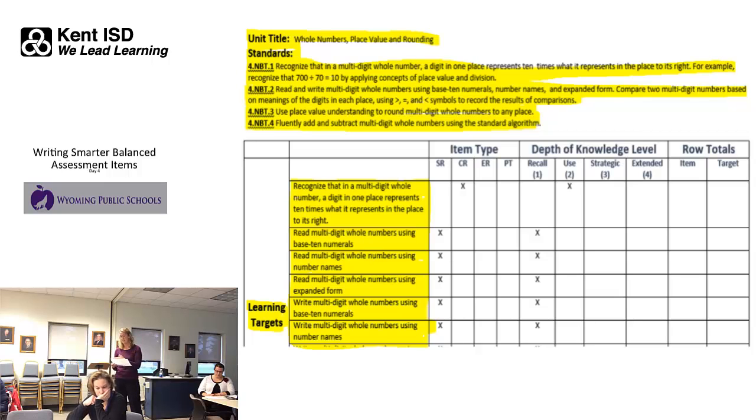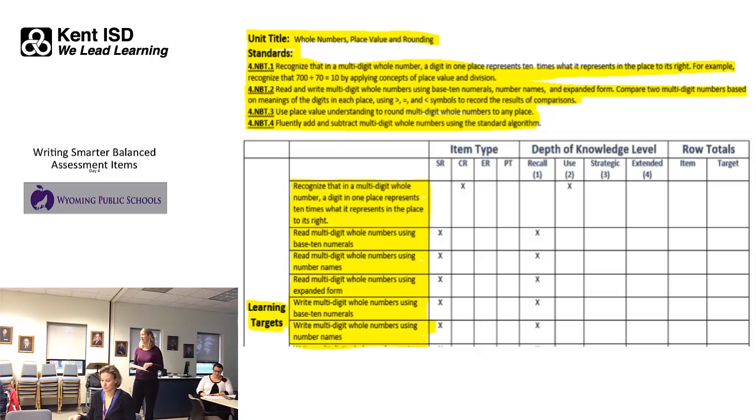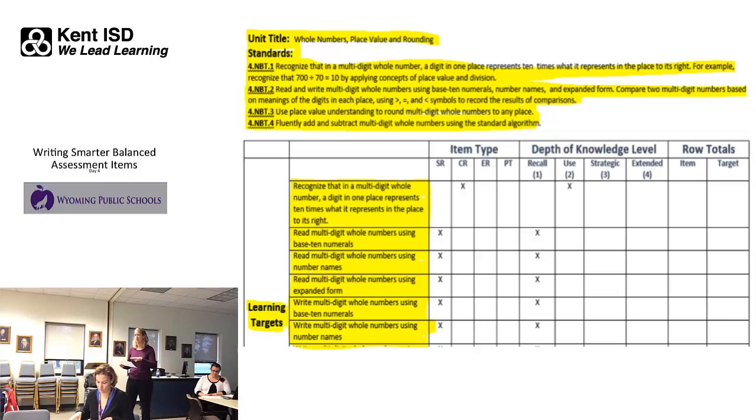Then the second sentence of that compared multi-digit numbers based on blah, blah, blah. So that became its own learning target at the bottom. That one standard ended up being a pretty big chunk of the learning targets for my assessment. And then the last 2 actually ended up staying the way that they were.